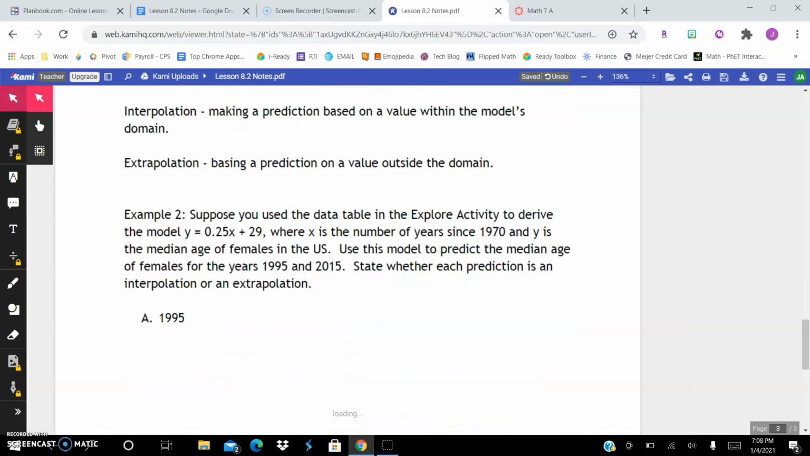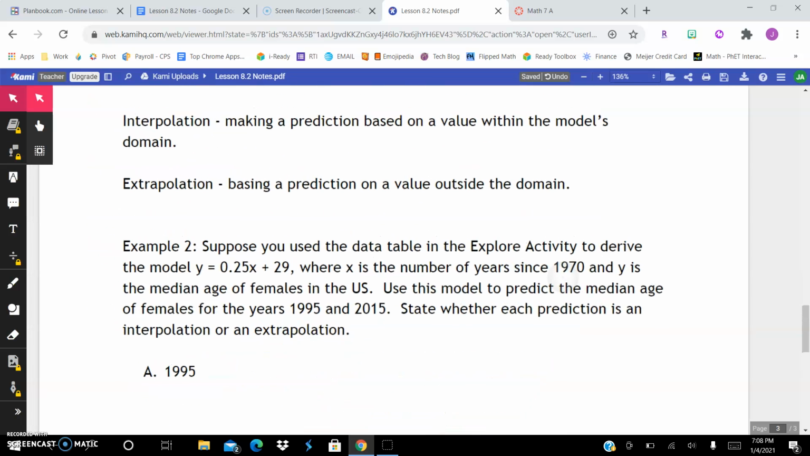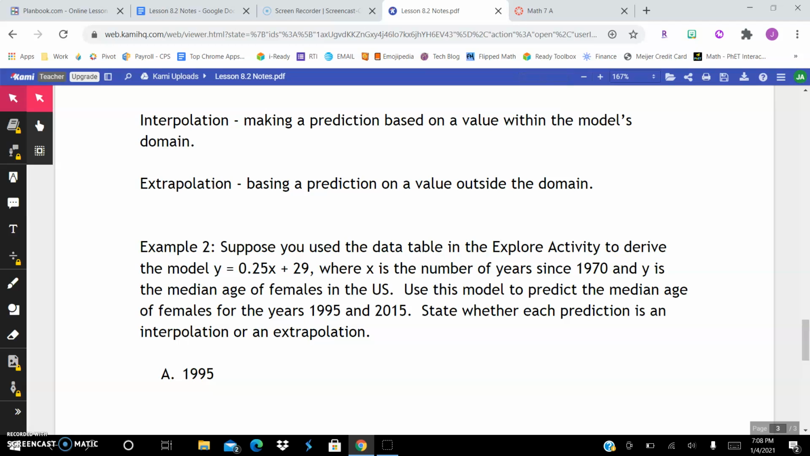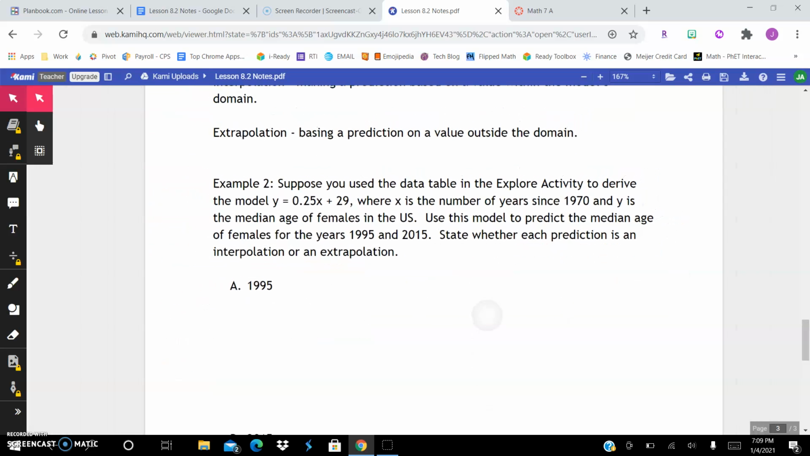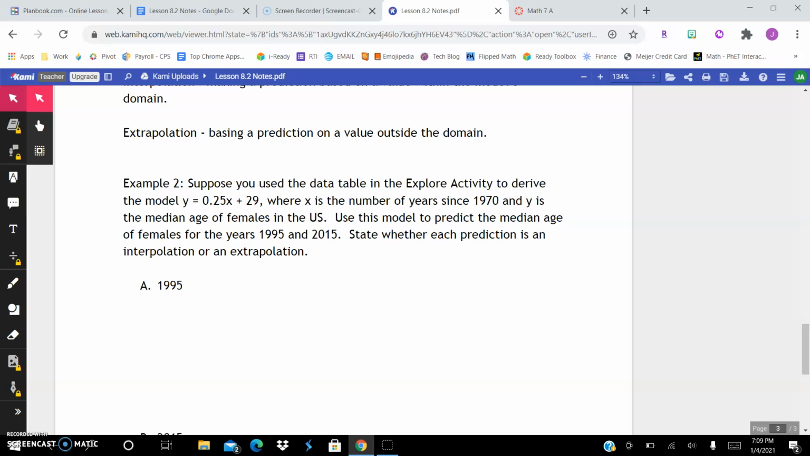All right, interpolation and extrapolation. So interpolation is making a prediction based on a value within the model's domain, and extrapolation is a prediction based on values outside of the domain. So what that means is if we are plugging in numbers, like for instance, in our example, we use the numbers for x 0 to 40. So if we plug in a number that's between that, it's going to be an interpolation. If it's a number outside of 0 to 40, it's an extrapolation.